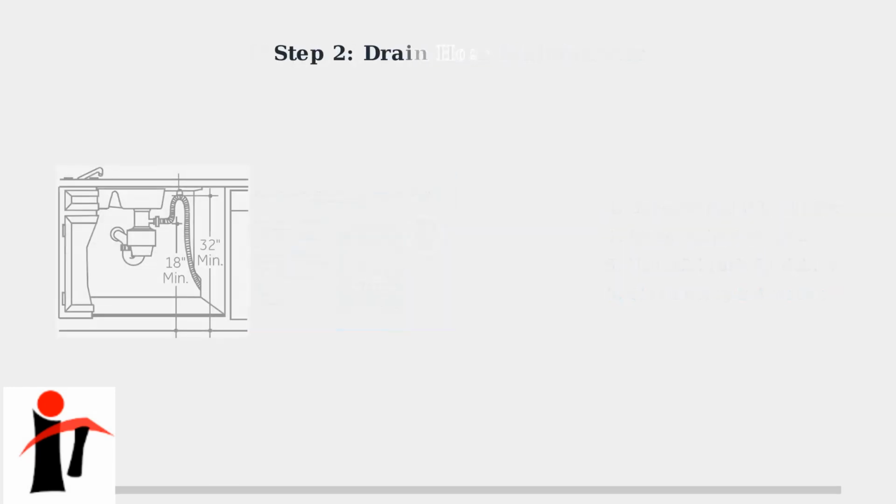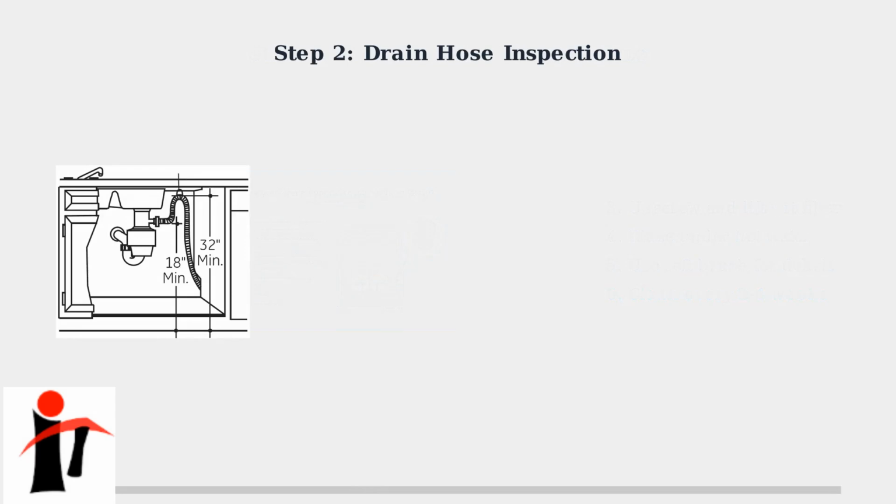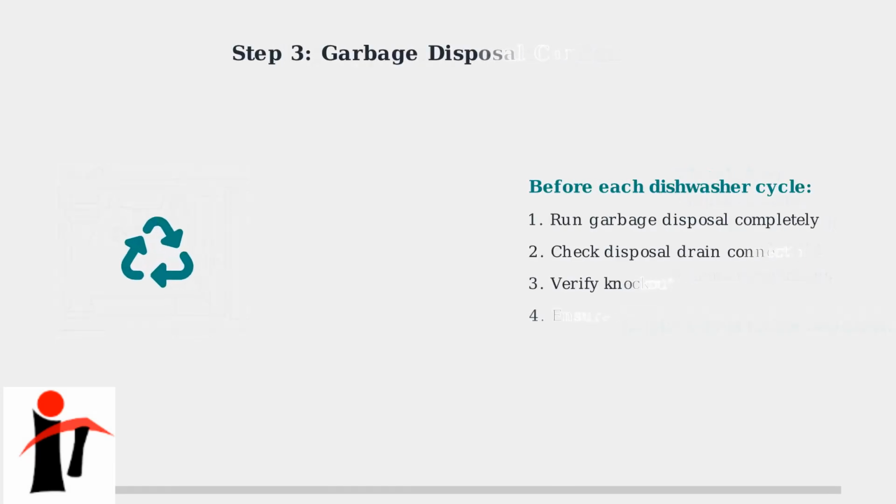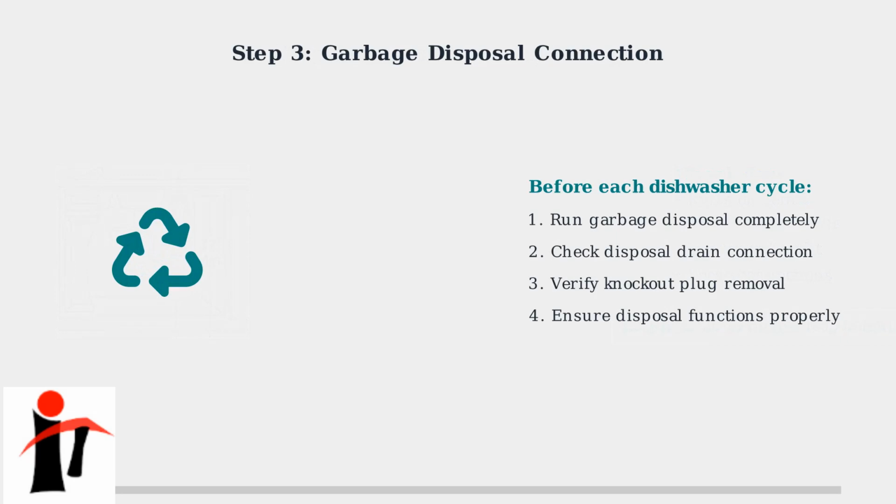Next, we need to inspect the drain hose system. This component is crucial for proper water evacuation and is often the source of drainage problems. Check the drain hose for 3 common issues: kinks or bends that restrict water flow, clogs from accumulated food particles, and improper installation height. The hose should have a proper loop height between 20 and 24 inches. If your dishwasher is connected to a garbage disposal, this connection requires special attention. Many drainage problems stem from disposal-related issues.